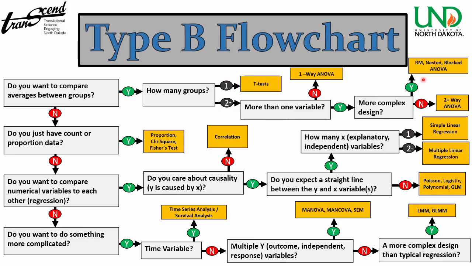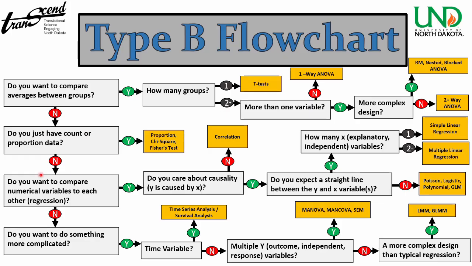It's going to be repeated measures, RM ANOVA. It would be nested, blocked, etc. ANOVA. So that's the group averages. If that's not the case, you can ask, do you just have count or proportion data? And if yes, it's going to be some sort of categorical data analysis. Proportion, chi-squared, Fisher's test, etc. Not a big deal. We'll figure it out from there.